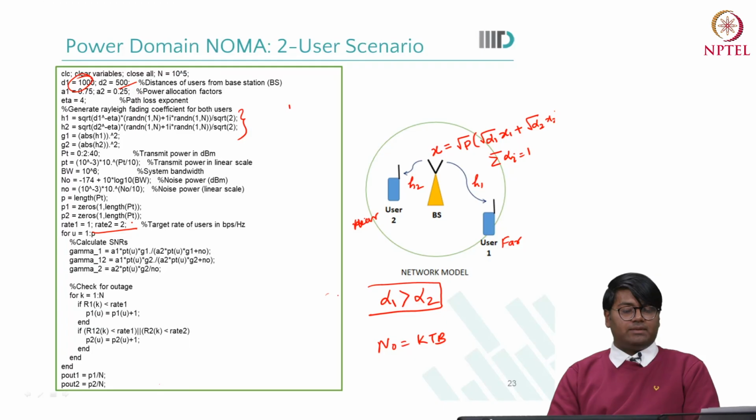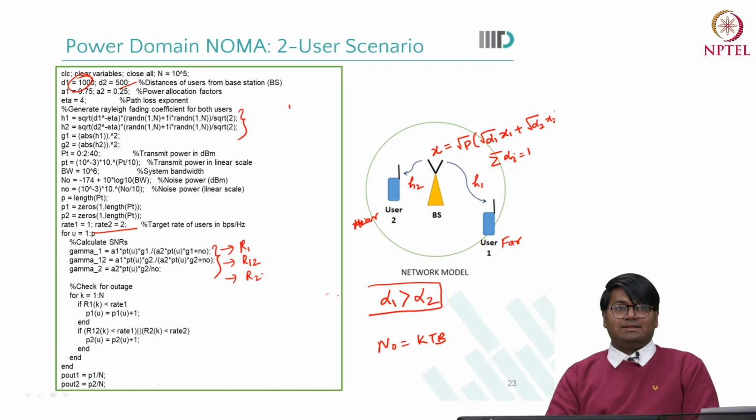Now, we count the number of times the values are calculated. We calculate the SNRs using these MATLAB commands. Once these SNRs are computed, we can easily calculate the rate associated with these SNRs. So this is for user 1 SNR. You can easily compute R1, the rate associated with user 1, and the rate associated with decoding the user 1 signal at user 2 is defined by R12. Then from gamma 2, or the SNR associated with user 2, we can compute the rate associated with user 2.